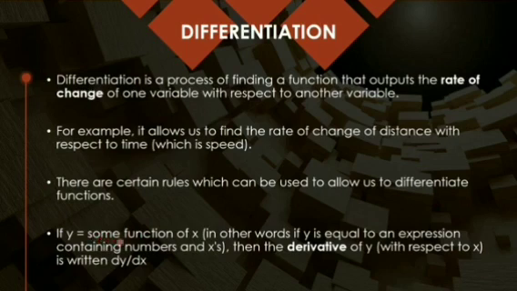I can have two variables: one is the independent variable, which I always take on the x-axis, and another is the dependent variable, which I take on the y-axis. If I say y is a function of x, it means by changing the value of x, the value of y changes. Then when I take the derivative of y with respect to x, it is simply written as dy by dx. Dy by dx is simply saying the rate of change of y with respect to x.